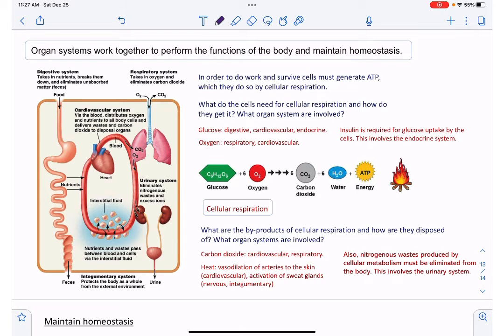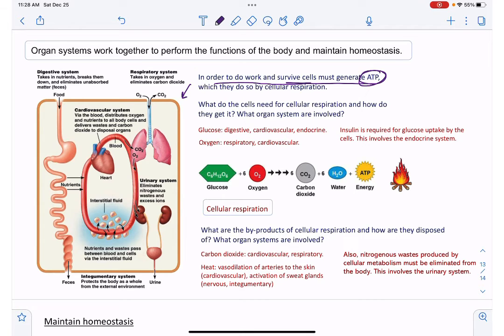And we can look at that example. We can look at a pretty good example of that right here. And the idea here is that in order to do work and survive, cells have to generate ATP, adenosine triphosphate. ATP is the chemical form that cells need to perform their work. Heart cells need ATP for contraction of the heart. Nerve cells need ATP for generating electricity. And so all of the cells of the body need ATP to be able to perform their functions.